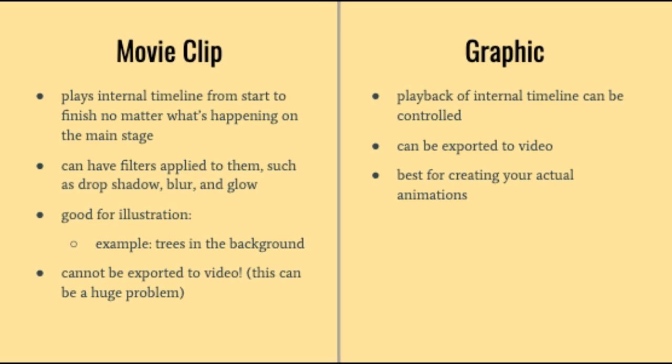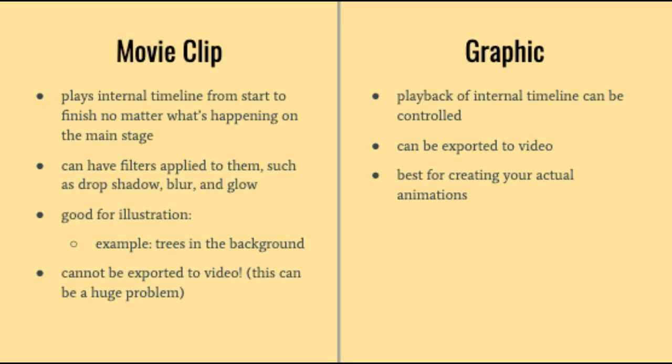The two types of symbols that most often get confused are movie clips and graphics. Movie clips are great for illustrations in your project, or graphics that don't have a ton of animation attached to them. They don't give you a ton of options, you can't control them too well, and they can't be exported to a video file, which can be a huge problem. They can, however, have filters applied to them that can be really fun, like drop shadows, blurs, and glows. For this reason, we try to remember that movie clips are strictly for illustration.